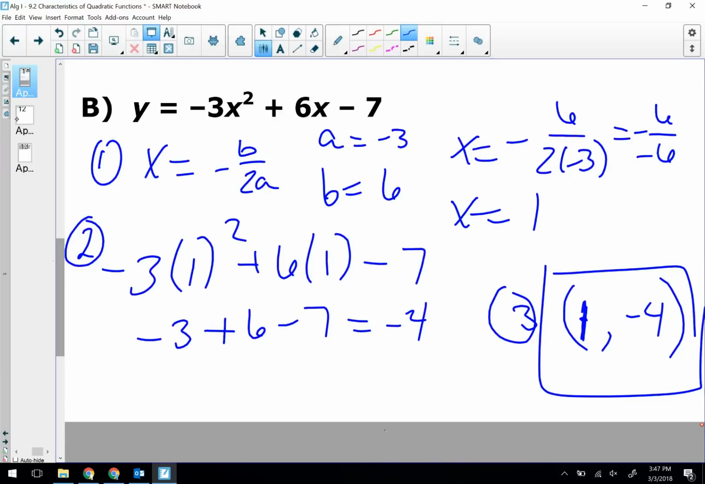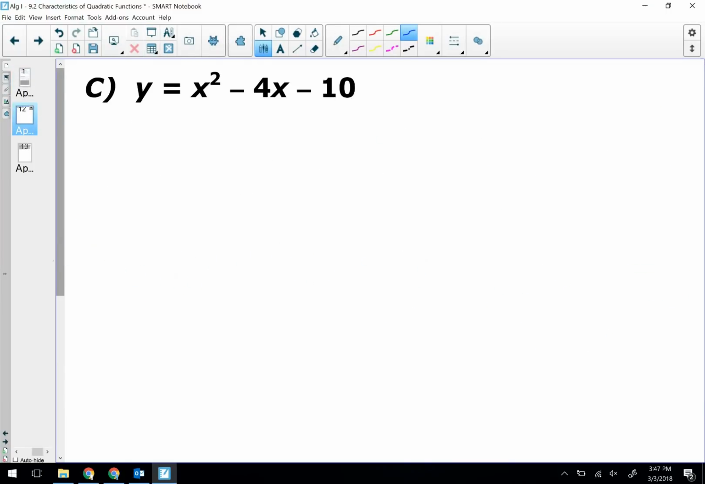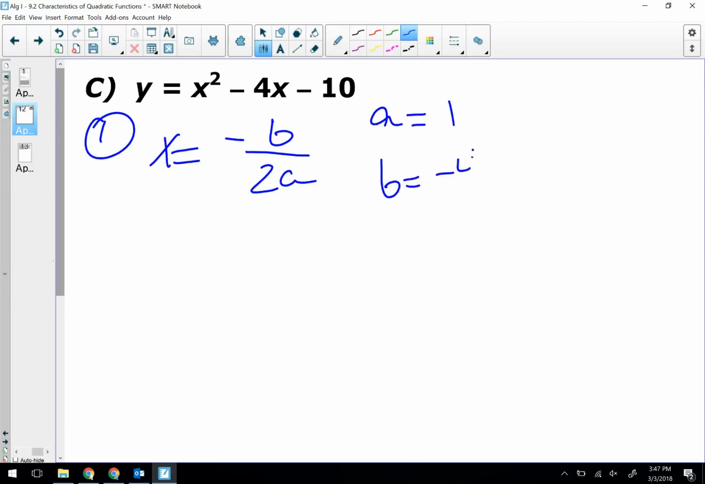Try that one again. Each one of these that I tell you to try should be in your notes, and I am going to check notes. So we've got x equals negative b over 2a. That's step 1. So we got a is 1, b is negative 4.